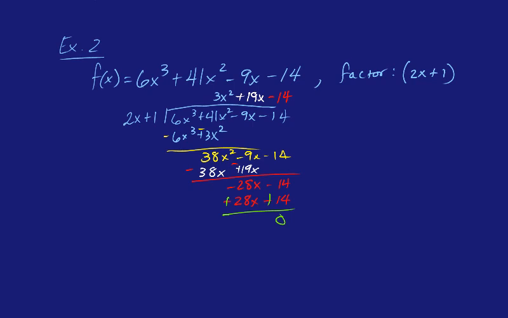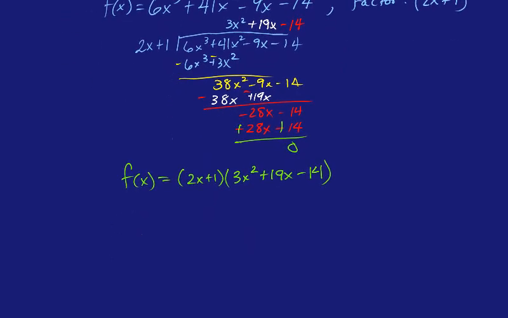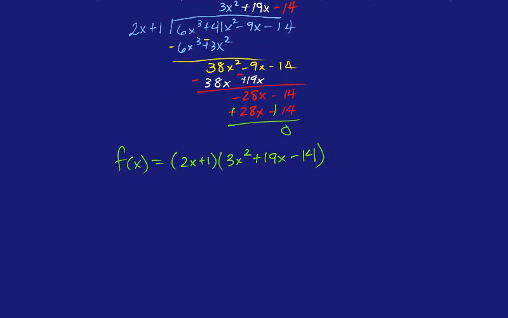So it divides evenly. So now we can rewrite f of x. F of x is as follows, right? It is 2x plus 1, that's what we divided by, multiplied by the quotient, 3x squared plus 19x minus 14. And we're going to factor 3x squared plus 19x minus 14. And lucky for us, it does factor.